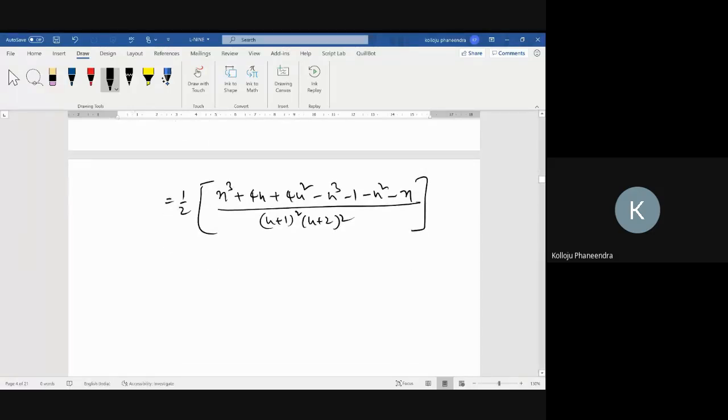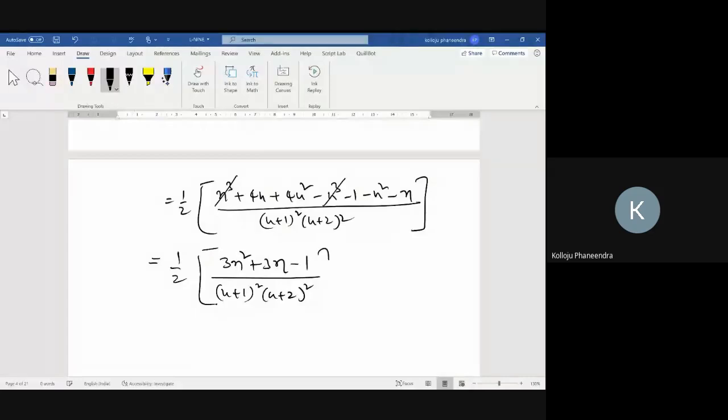Next one, this is equal to, n cube gets cancelled, right? So what is the remaining part? I'm getting 4n square minus 3n square, n square, and 4n minus 3n, n, and minus 1. Is it correct? Right. By (n plus 1) whole square into (n plus 2) whole square.